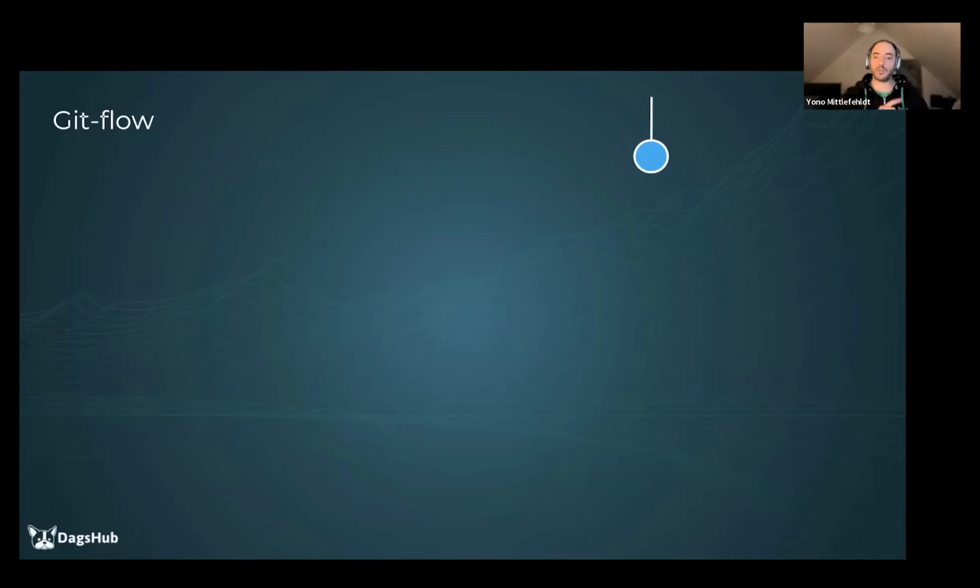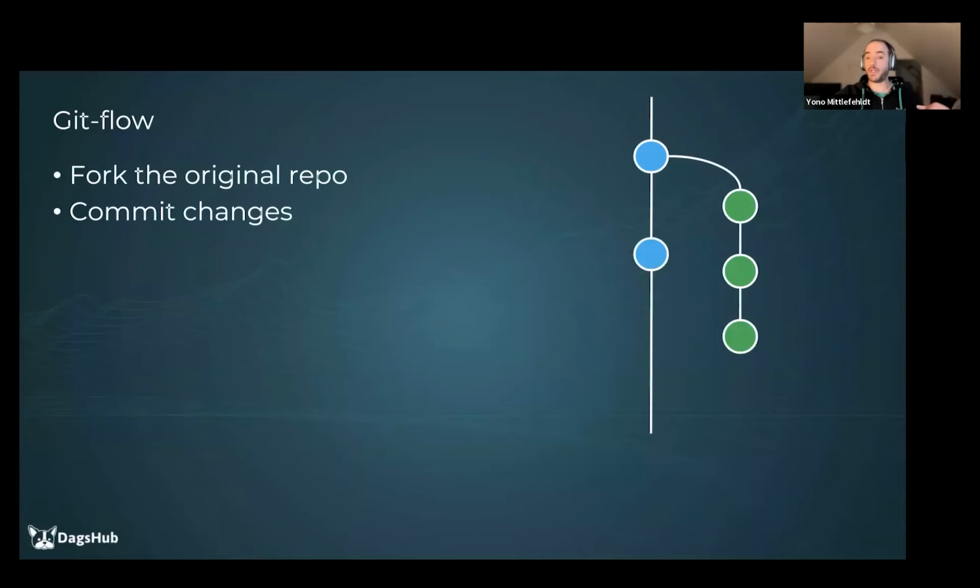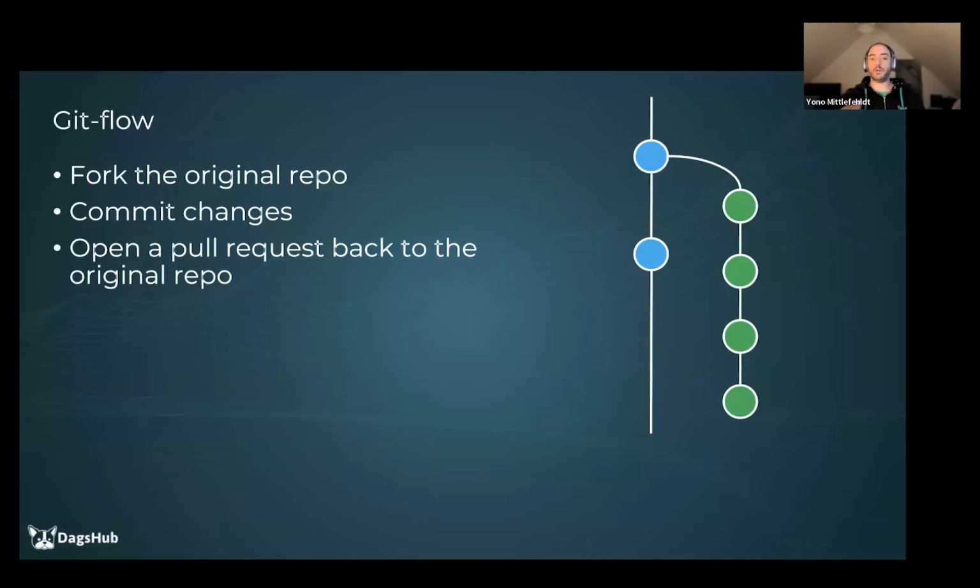You want to start updating that repository from that commit, but you don't own that repository. So what do you do? You fork the original repository. You start making some changes and committing them. Maybe simultaneously, the original repo is also making changes and committing them. Well, you've come to the end of the changes that you want to make. So what do you do? You open a pull request back to the original repo.